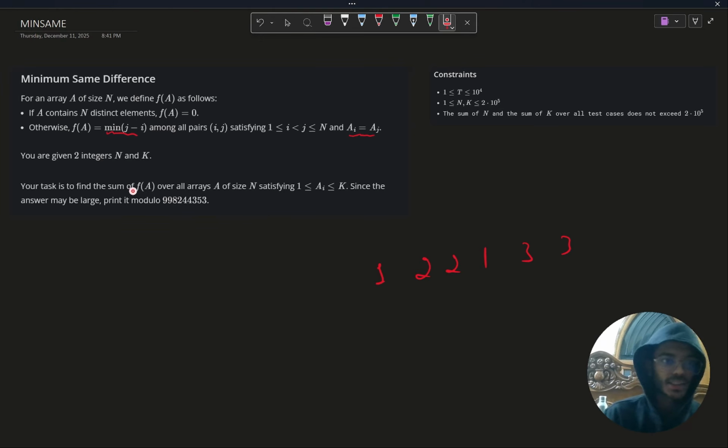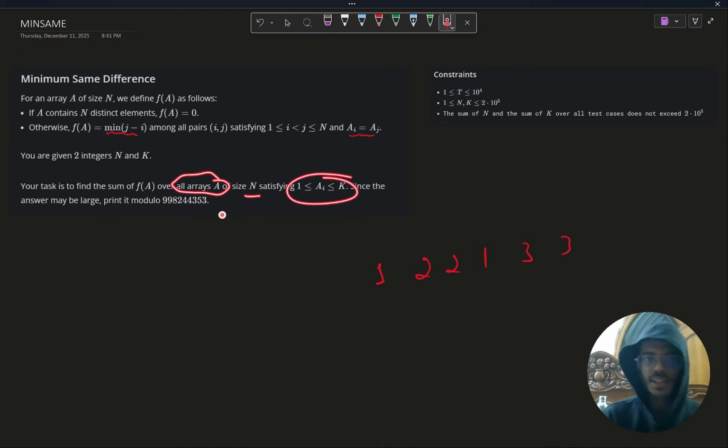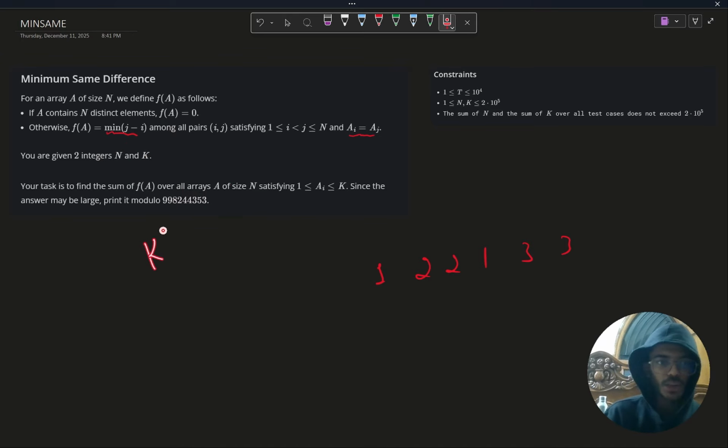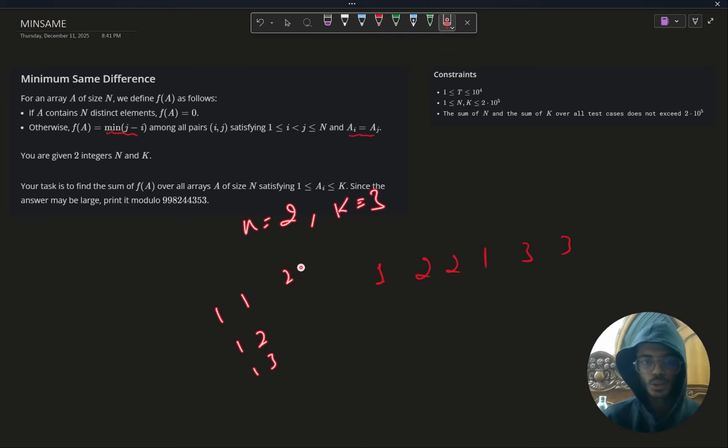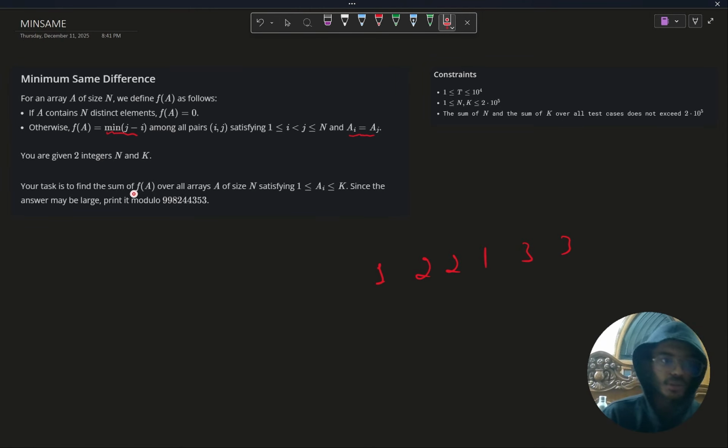Now our task is to find the sum of f of A over all the arrays A of size n satisfying this condition. We are given two integers n and k, and we can create all the possible k to the power n arrays. If n is 2 and k is 3, then we can create 1 1, 1 2, 1 3, 2 1, 2 2, 2 3, 3 1, 3 2, and 3 3. So these are all the possible 9 arrays, which is 3 squared, that we can create. We need to print the sum of f of A over all such arrays, and since the answer can be very large, we need to print it modulo this number.